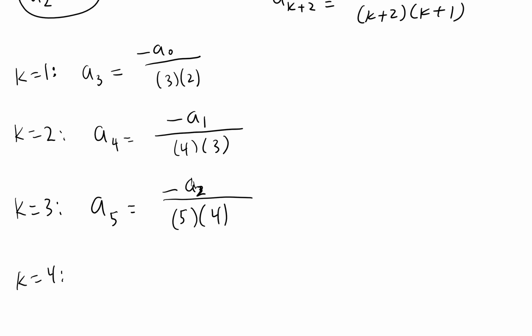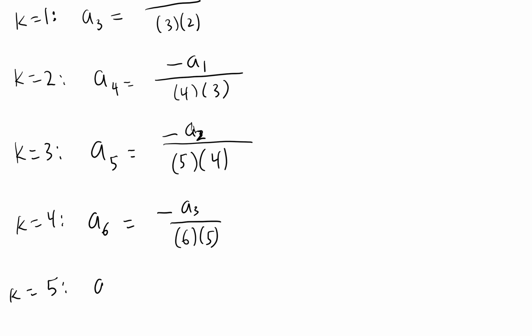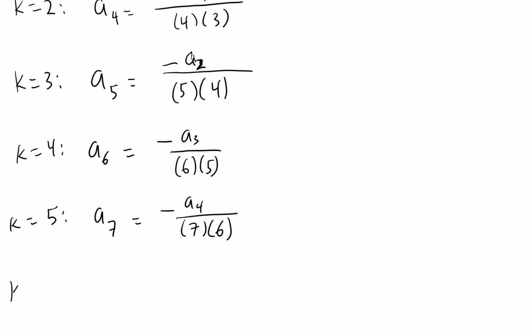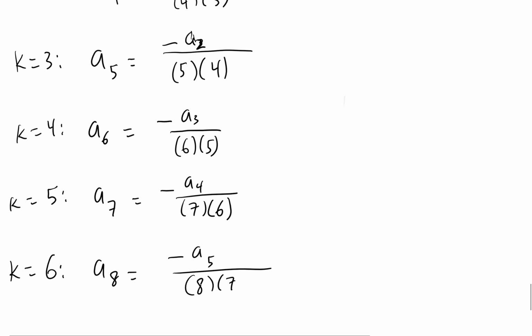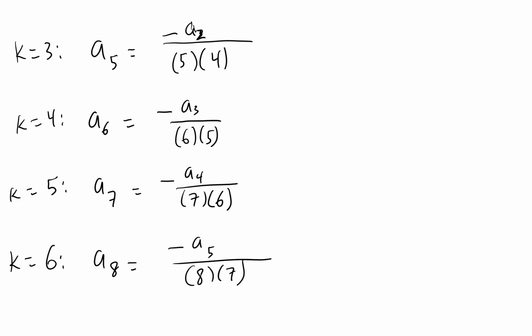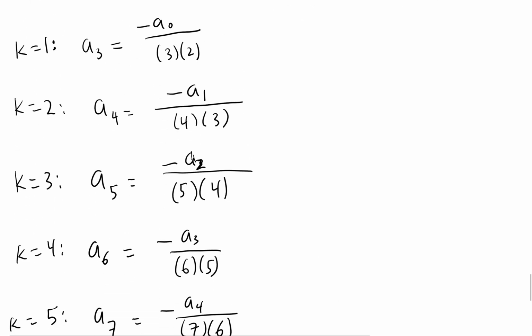K equals 4. What do we get? A sub 6 is negative a sub 3 over 6 times 5. K equals 5. A sub 7 is negative a sub 4 over 7 times 6. The more values you pick, the better, if you want to try to find patterns in here. A sub 8 is negative a sub 5 over 8 times 7, since 6 plus 2 is 8. Now the first question that comes to mind is, is there any pattern here? So please share that over the chat if you find something out.